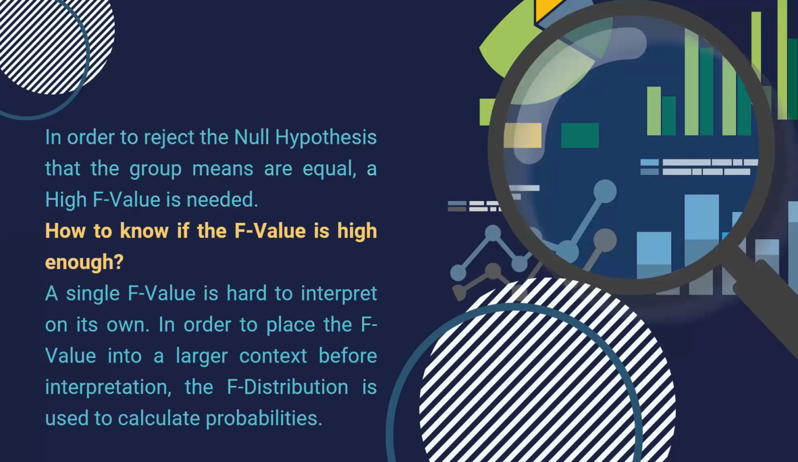In order to reject the null hypothesis that the group means are equal, a high F value is needed. But how to know if the F value is high enough? A single F value is hard to interpret on its own. So in order to place the F value into a larger context before interpretation, the F distribution is used to calculate probabilities.